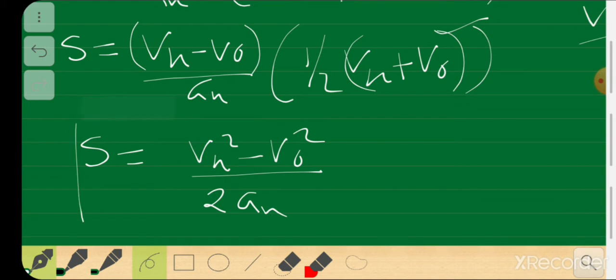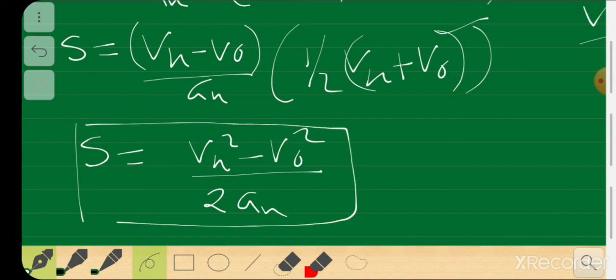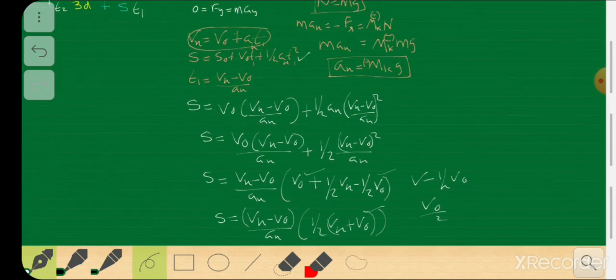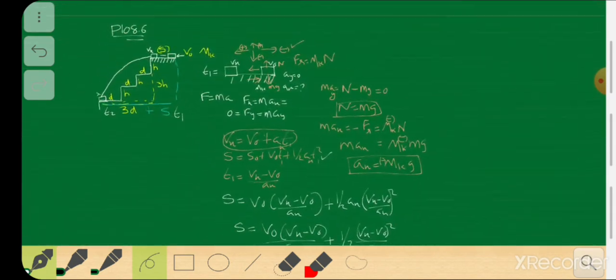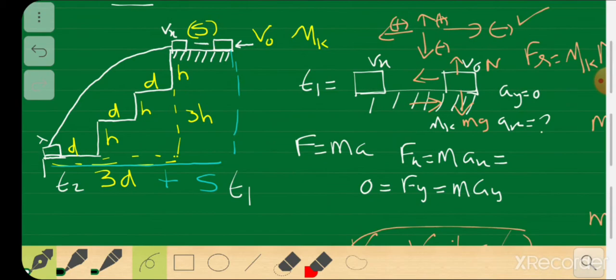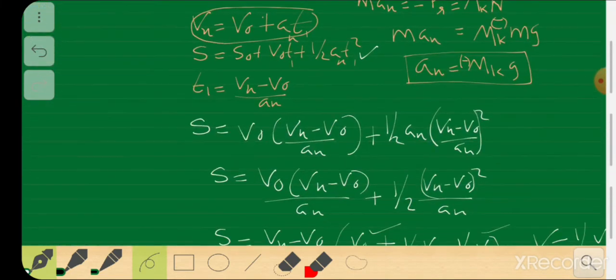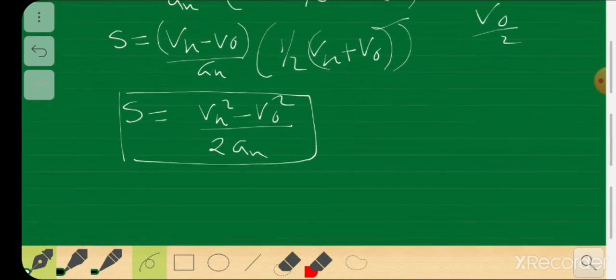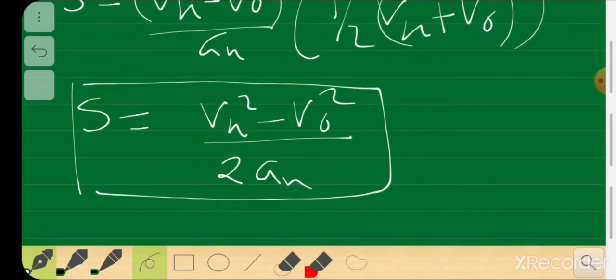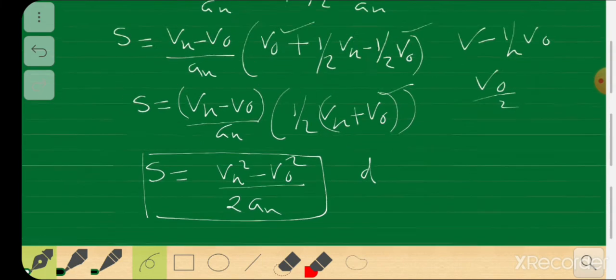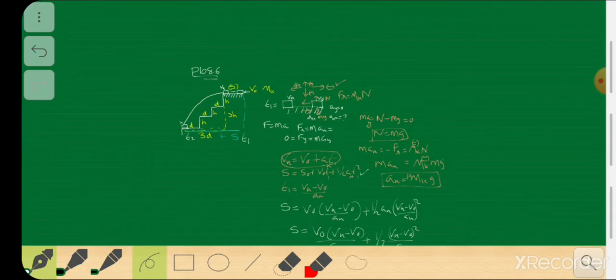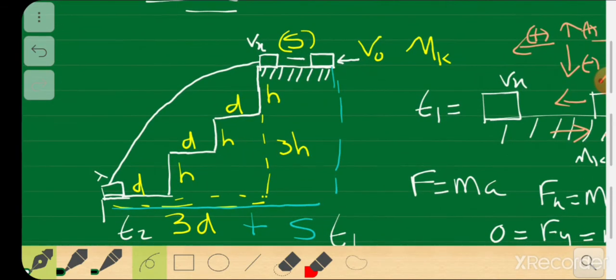So that's the distance, right? We are supposed to find out the distance s, so s is our question here, and we have found an equation for s. Now what we know is the distance d, which is the length, and the height h, and we know v0 and we know mu k. That's all we know.